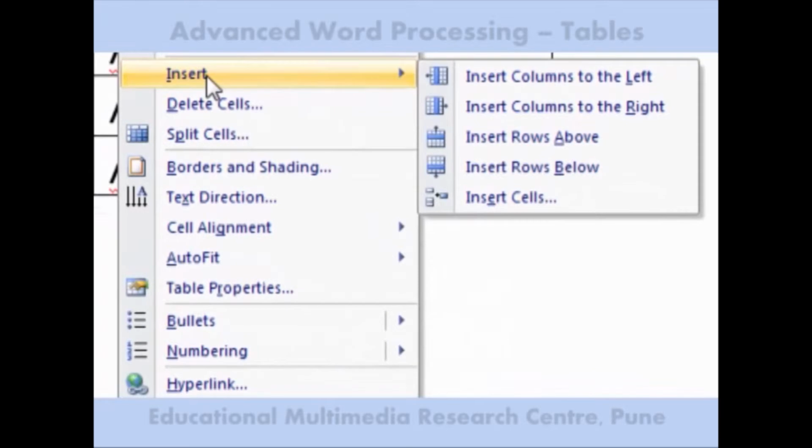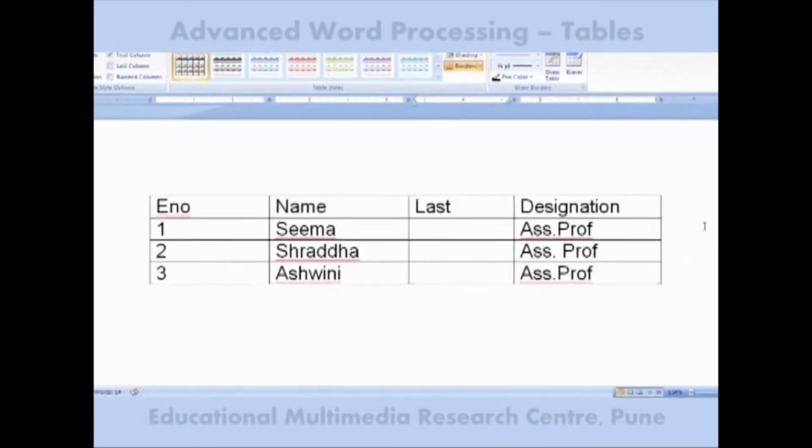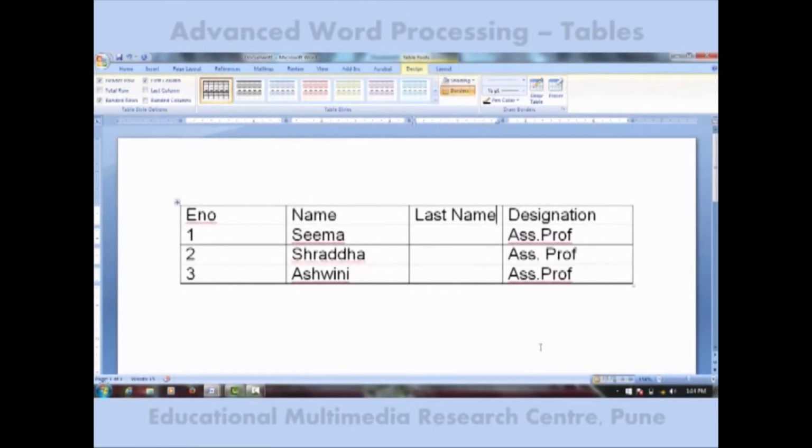Step 3. Select Insert, a submenu appears. Step 4. Now select the Insert Columns to the Left option. Step 5. A new column appears to the left of the insertion point. You can also add a column to the right of the insertion point. Follow the same steps, but select the Insert Columns to the Right option from the menu. This is how we can add a row or a column.